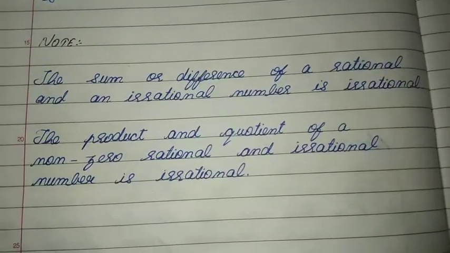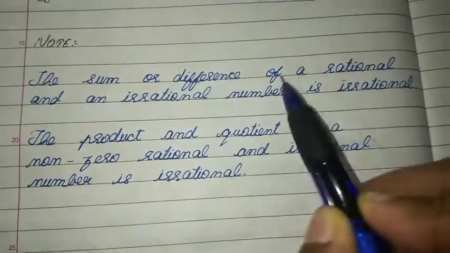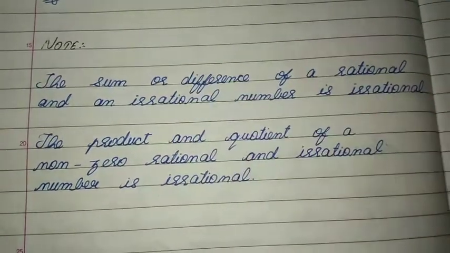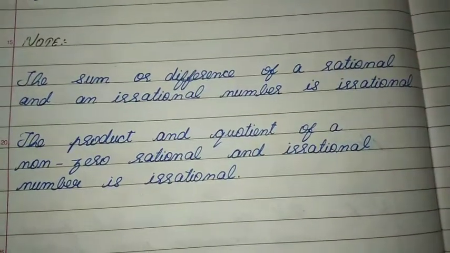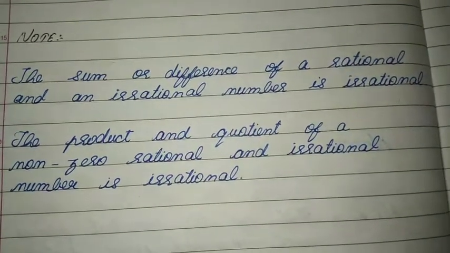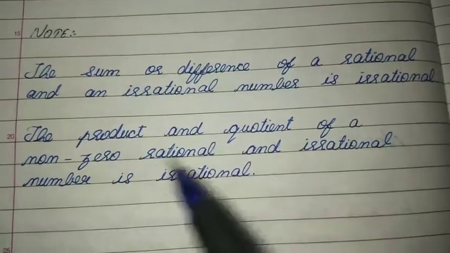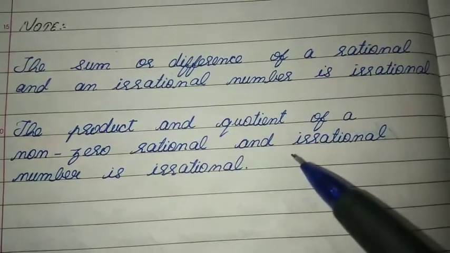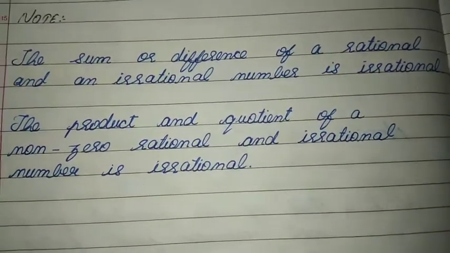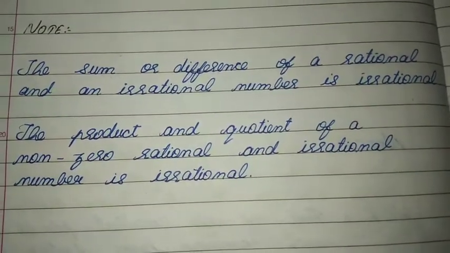The two important notes to be made are: the sum or difference of a rational and an irrational number is irrational. That is, if we add or subtract a rational number and an irrational number, we will get back an irrational number only, not a rational number. Then the product and quotient of a non-zero rational and an irrational number is irrational. Even the product or division, the quotient, which is nothing but the division of a rational and an irrational number, is irrational only. This is an important note.